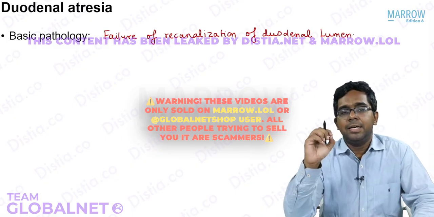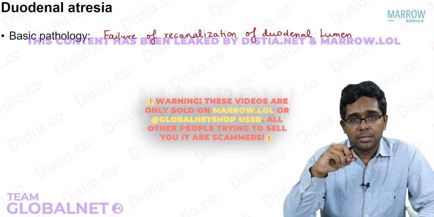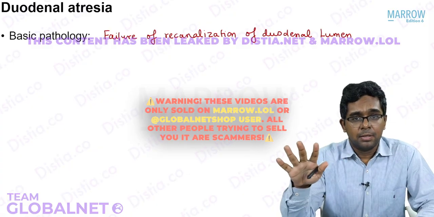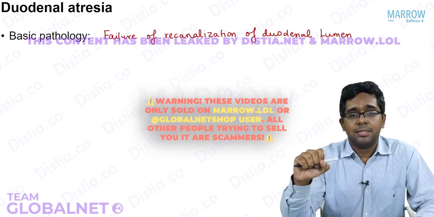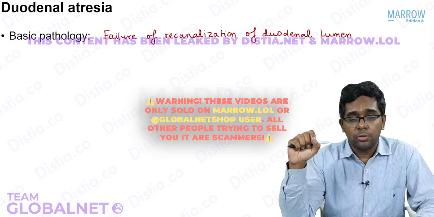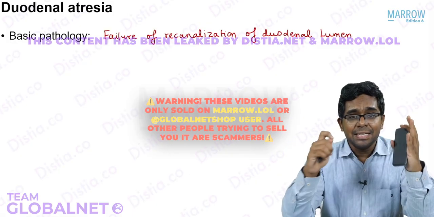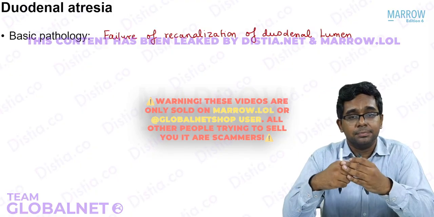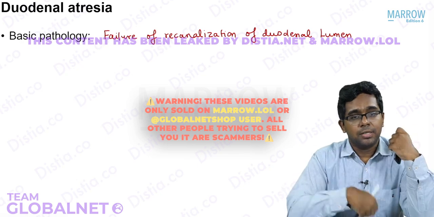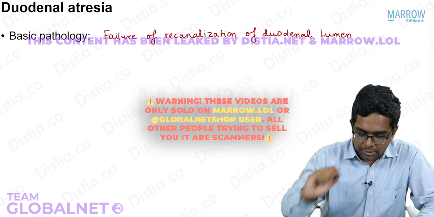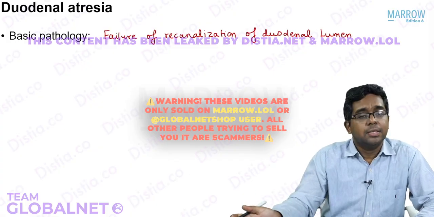Let me explain it in detail. Normally what happens in intrauterine life, when the duodenum is getting formed, it is not patent. As the gestation proceeds, there will be recanalization of the duodenal lumen, thereby the duodenal lumen will become patent. When this recanalization process does not occur, the duodenum will not be patent, and that is the condition of duodenal atresia. So that is what I have written as a summary: failure of recanalization of the duodenal lumen during development.